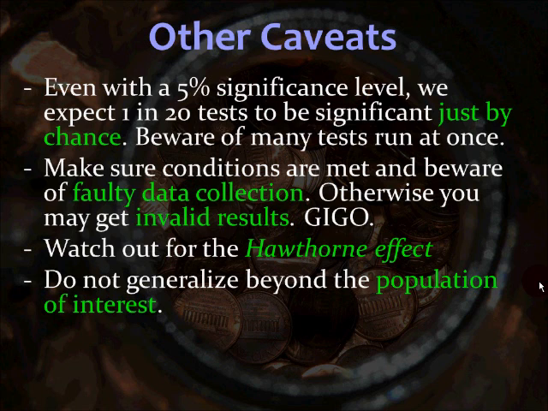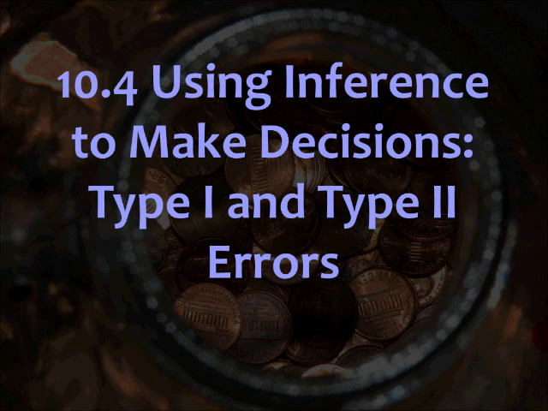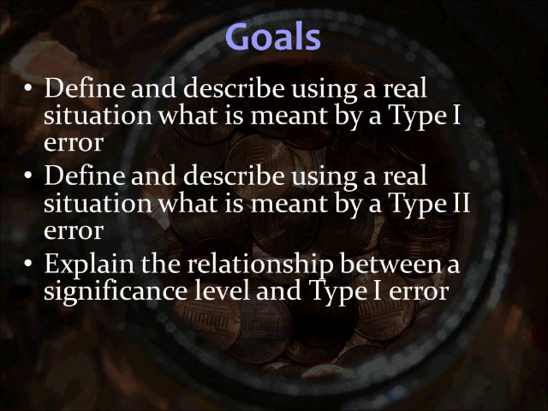Okay, let's move on to 10.4. Using inference to make decisions, type 1 and type 2 errors. So our goals this section are to define and describe using a real situation what is meant by both a type 1 and type 2 error. We'll explain the relationship between a significance level and type 1 error on the next set of notes.